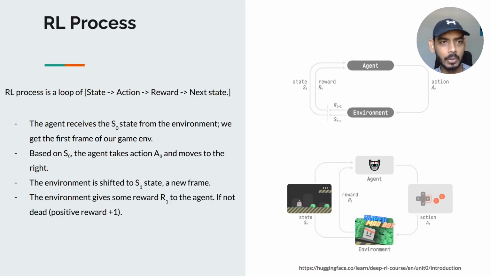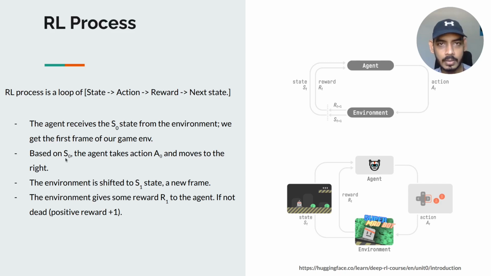Now let's jump on to what exactly the RL process looks like, theoretically. The RL process is nothing but a loop of a certain set of steps. These steps include understanding the state, then considering the set of actions you can take in that state, then getting a reward for that action, and then moving on to the next state. Now consider, the agent receives the state S0 from the environment. It could be the first frame from the game you are playing.